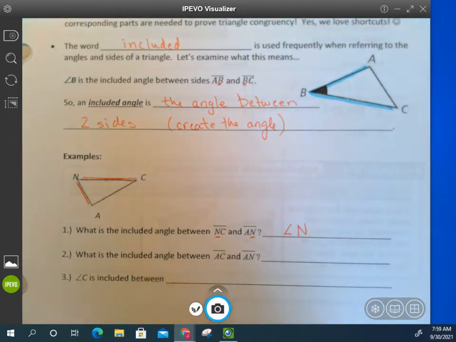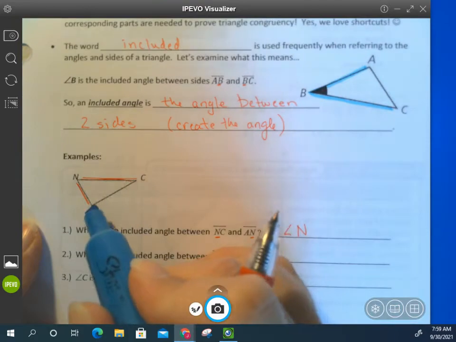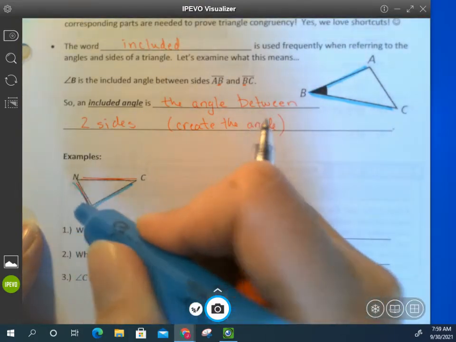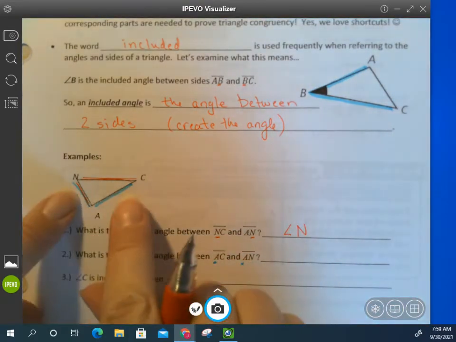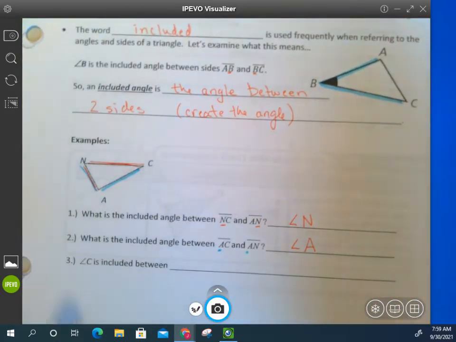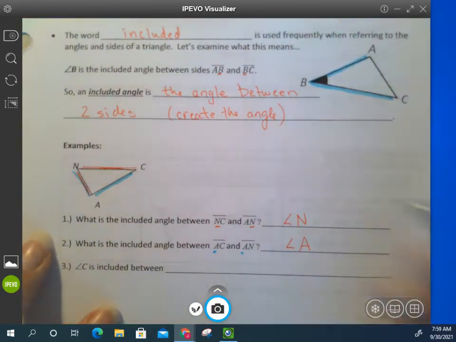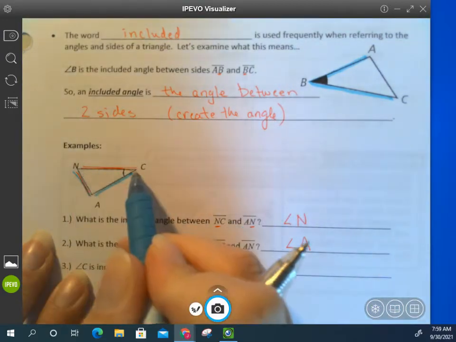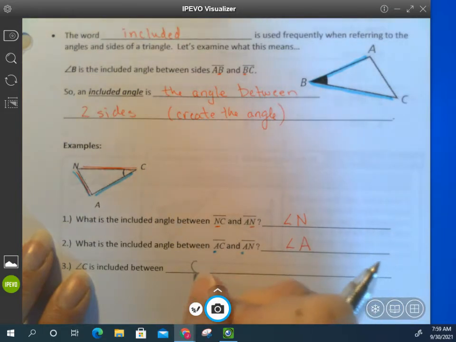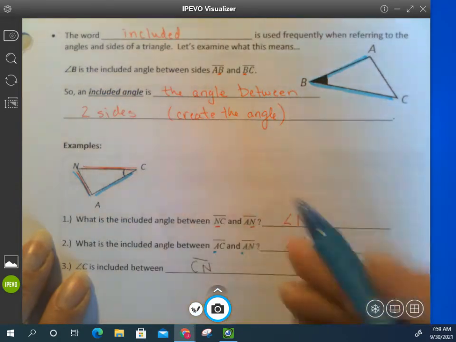What's the included angle between AC and AN? Without even doing it, guys, do you see that they both have an A? So here's AC. I'll highlight that in blue. And here's AN. Do you see they come together right here in blue to form angle A? All right, now, angle C. If I'm looking at angle C, what is angle C included in? Here's angle C. Well, angle C is formed by the line CN, so segment CN, and segment CA.